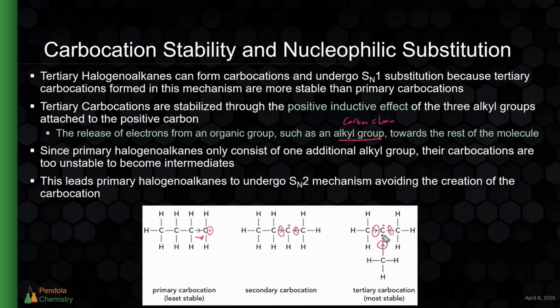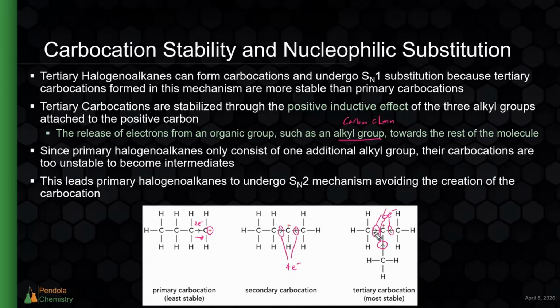So the more carbons we have in that carbocation attached to the positive carbon, the more electrons are drawn towards the positive carbon, because a bond is made out of two electrons. So in this primary carbocation, two electrons are drawn towards the positive charge. In a secondary carbocation, we have four electrons drawn towards that positive charge. In a tertiary carbocation, we have 6 electrons drawn towards that positive charge.